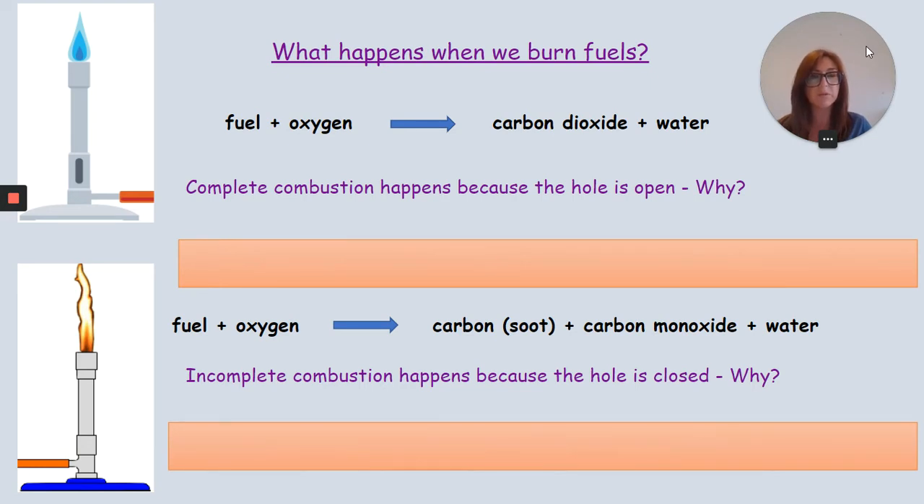And that means that there's been a full reaction. So if you copy that down, think about what happens when we're thinking of a Bunsen burner. What happens in complete combustion because the hole is open? Why would that happen?